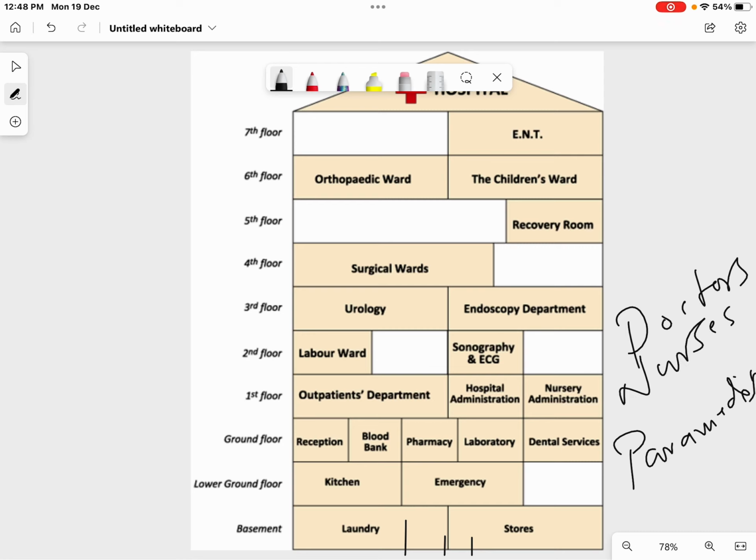And then we have the nursery administration. Okay, nursery administration is for very young kids. It could also be called the pediatric ward, pediatry. Okay, pediatry.